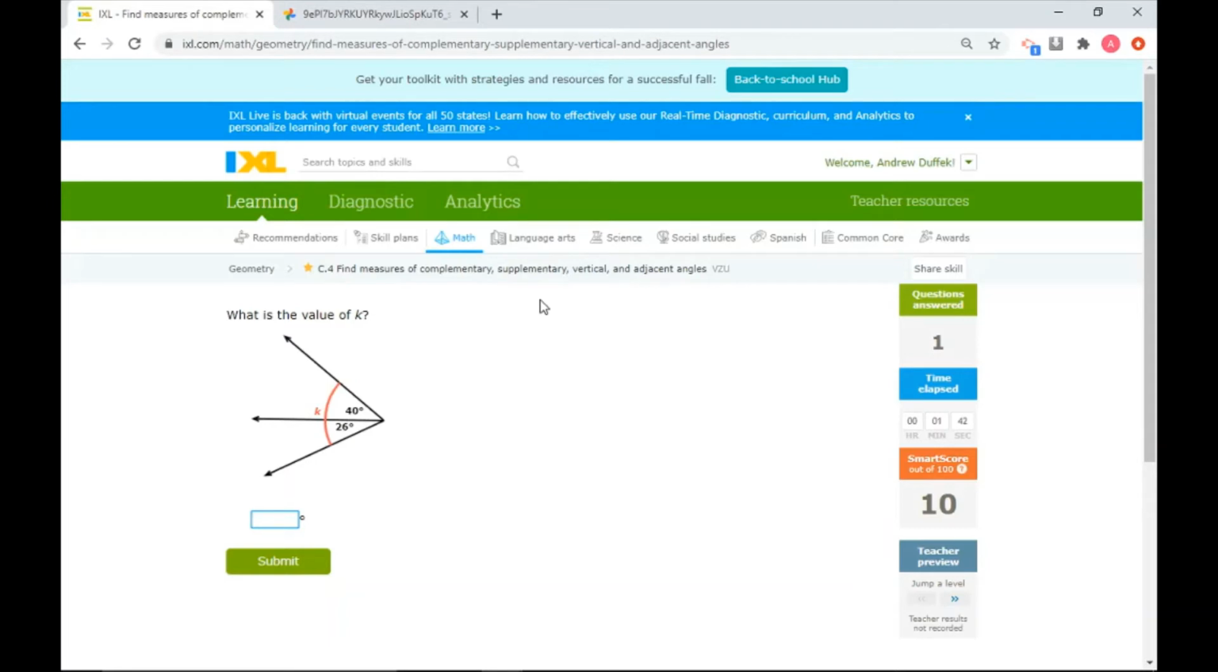26 is adjacent to 40. They're both next to each other. They share the same line. So this question is just asking what K is, and K is just going to be, when you add both angles together, the entirety of this angle. So 26 plus 40 very easily is 66. So that is going to be the answer here.